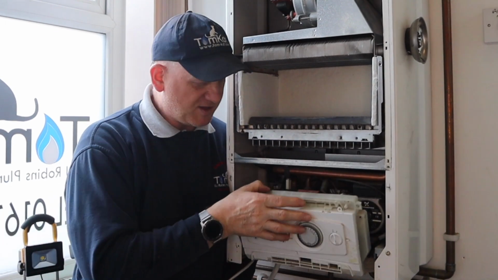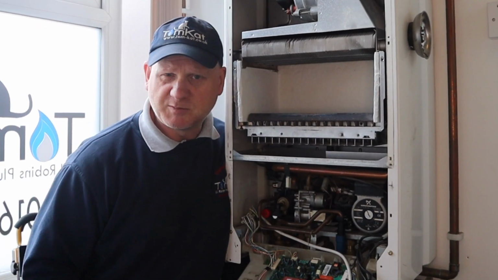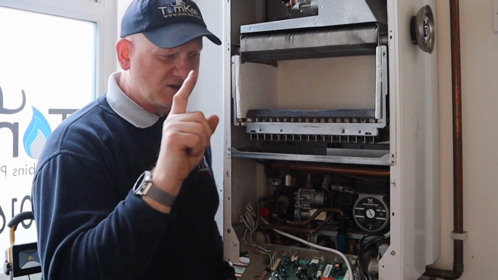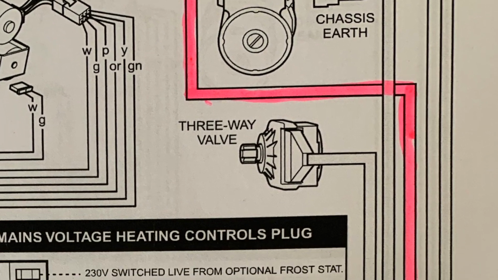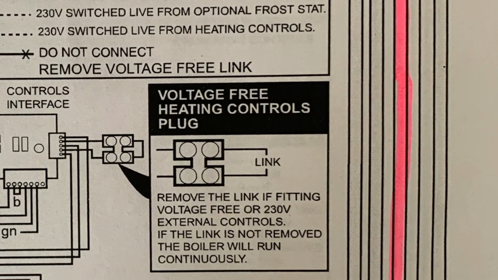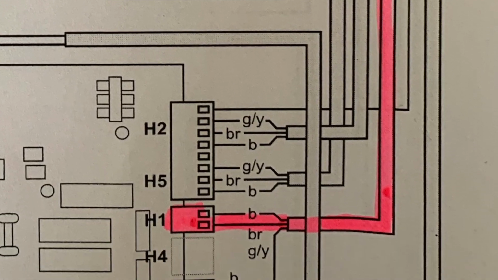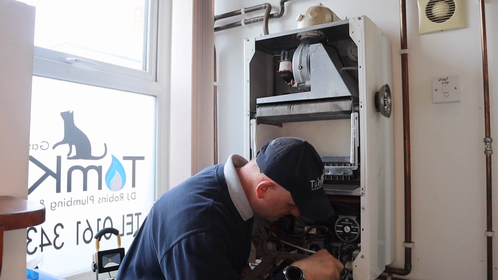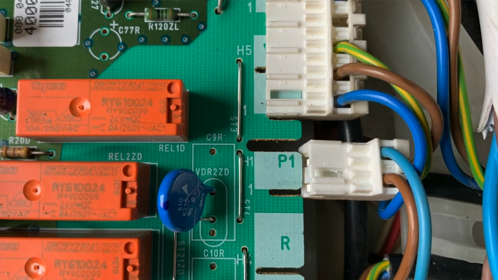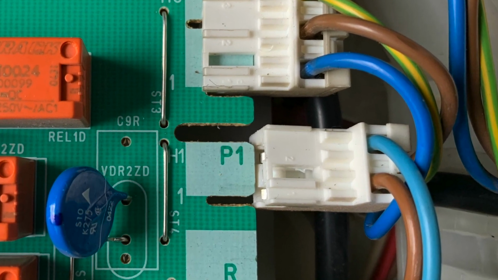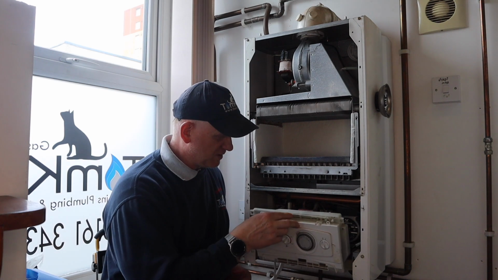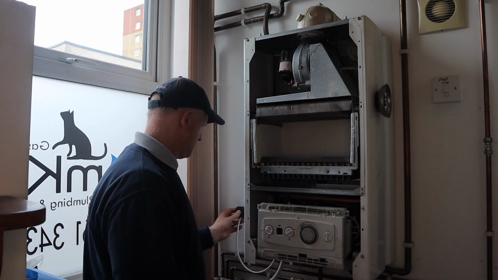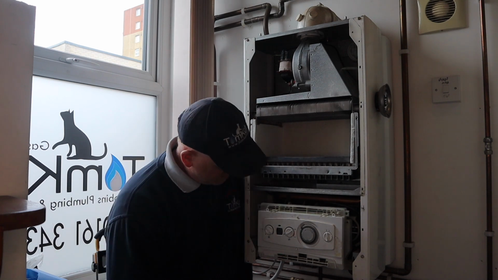Now, I've taken the back of the protection for the PCB, so I can do this. And looking at the manufacturer's instructions, I found the pump is fed from H1. So if I just remove here at H1, I've removed the plug off the board now, and I'll just put this back up so I don't get electrocuted. And I'm going to plug it back in and turn it on.